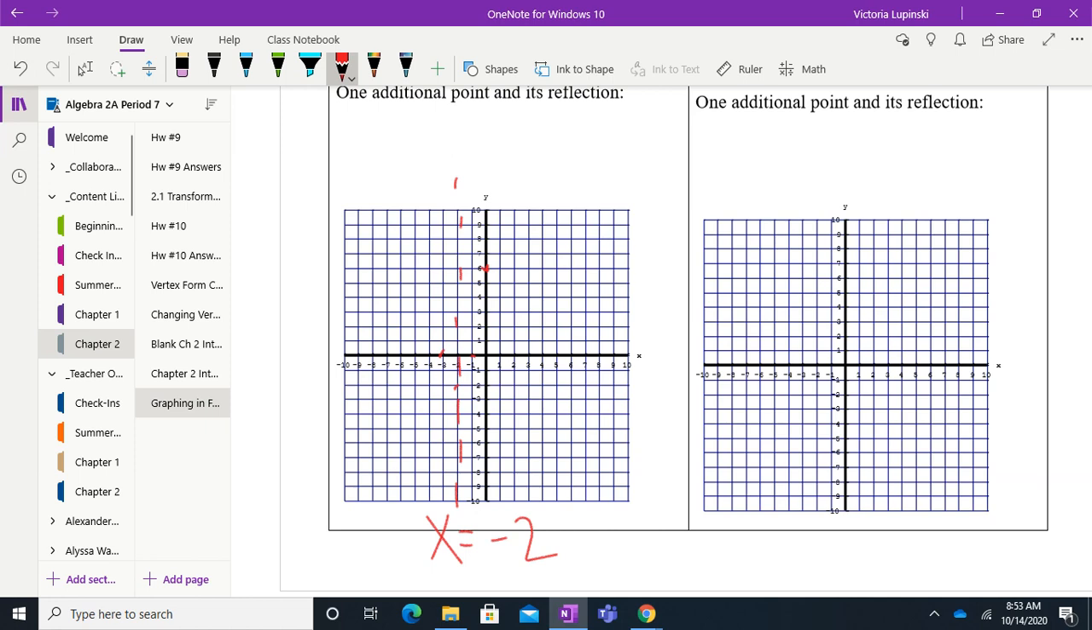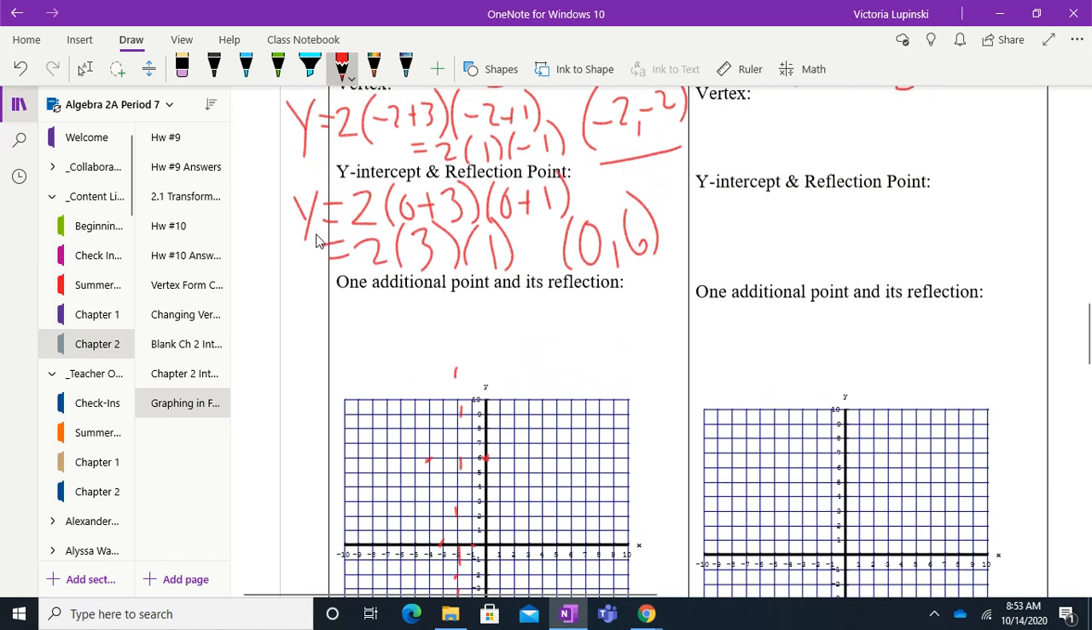Then remember, for every point that you find to the right of the axis of symmetry, there has to be a mirror image point on the other side of the axis of symmetry. So because that value is exactly 2 units to the right of the axis of symmetry, that means if I go 2 units to the left, I should have another point. I can see my graph kind of starting to take shape there. So again, (0, 6), and then the mirror image would be the point (-4, 6).